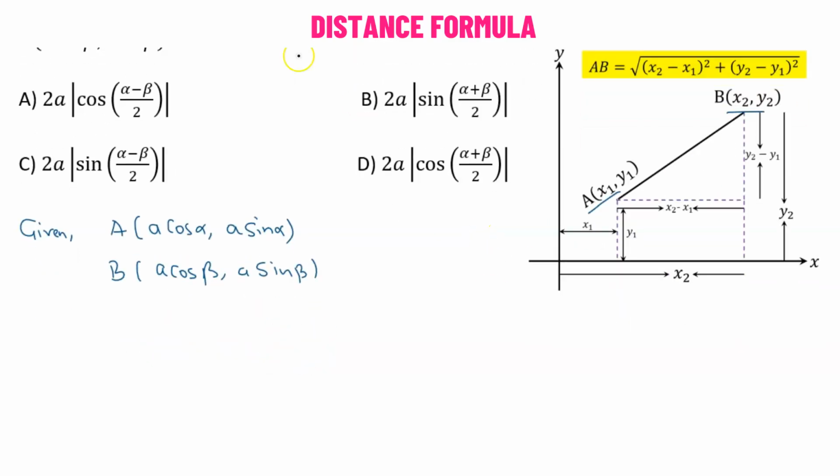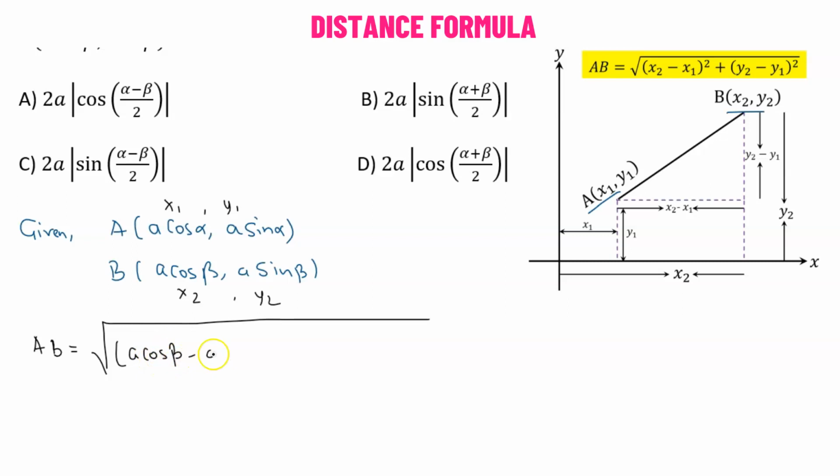So first what we'll do, we will suppose that the coordinates of point A correspond to x1 comma y1, and the coordinates of point B correspond to x2, y2, such that AB will be simply equal to, all we have to do is take the square root. Underneath the square root, first we will take the difference of the x coordinate. So that's a cosine beta minus a cosine alpha, square it, and then add it to the difference of the y coordinate. So that's a sine beta minus a sine alpha. So we're going to square this value.